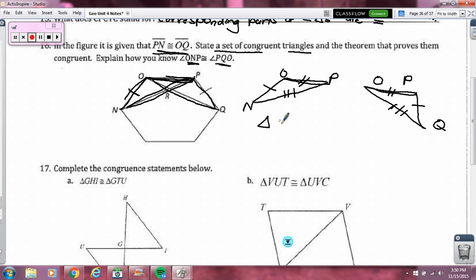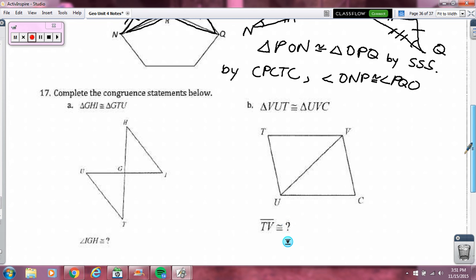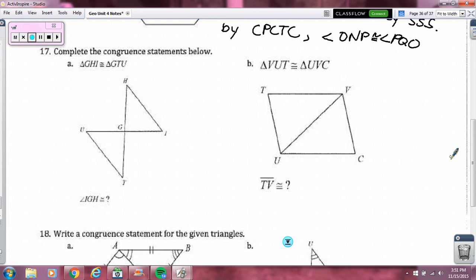So triangle PON is congruent to triangle OPQ by the side-side-side theorem. Since we've proven the triangles are congruent, now we can go back and say by CPCTC, any matching angles, like ONP and PQO, would have to be congruent. Cool.